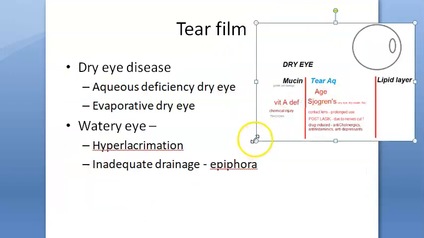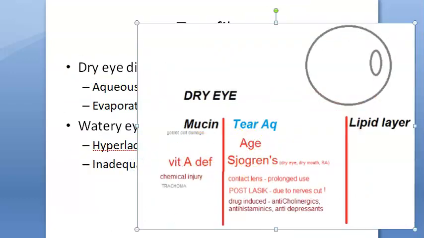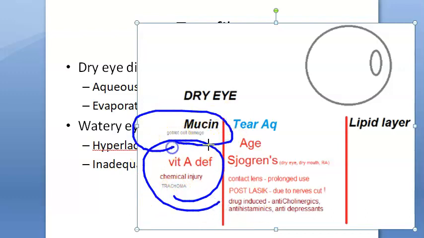What are the causes of dry eye? They have asked. Look at this. Dry eye: vitamin A deficiency, injury, chemical injury, trachoma. So mucin layer will get affected. Mucin layer is coming from where? From the goblet cells of the conjunctiva.